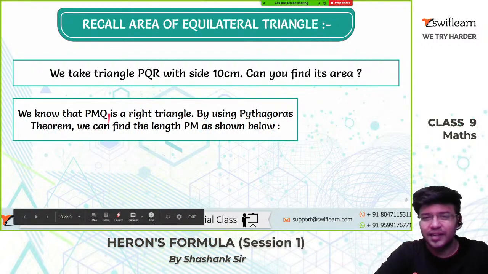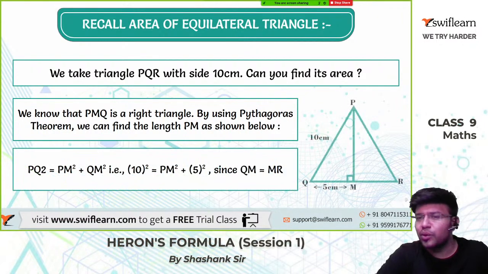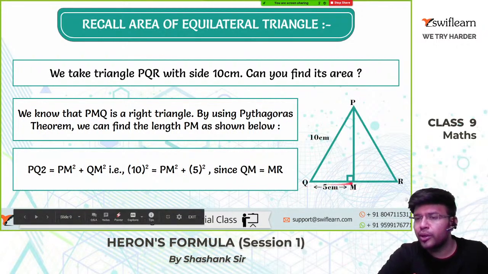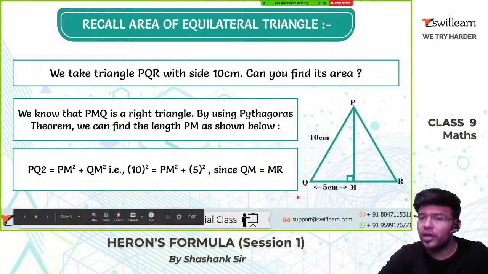let us consider a triangle PQR with sides 10 centimeter, and we need to find the area of this equilateral triangle. What we need to do is construct a line PM perpendicular to QR. Now we know this PM will divide the line QR into two equal lengths. PQ is already 10, and QM is half of 10, which is 5.